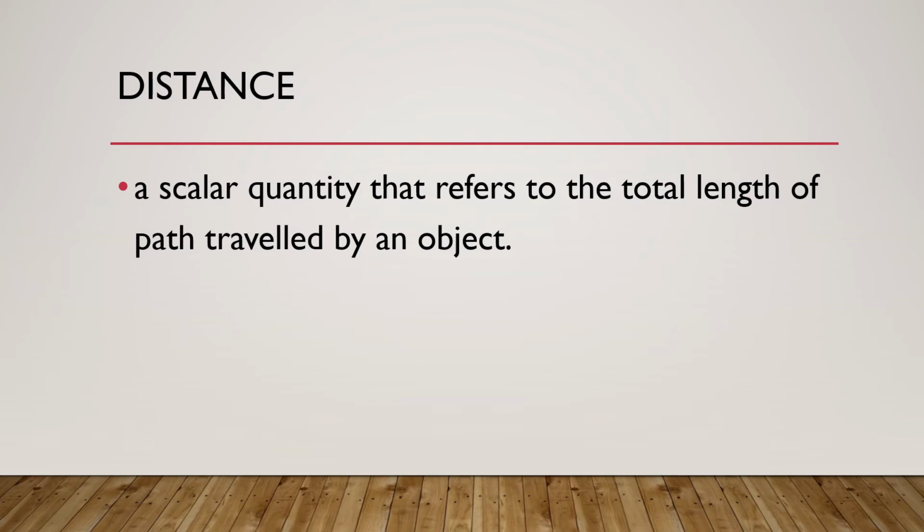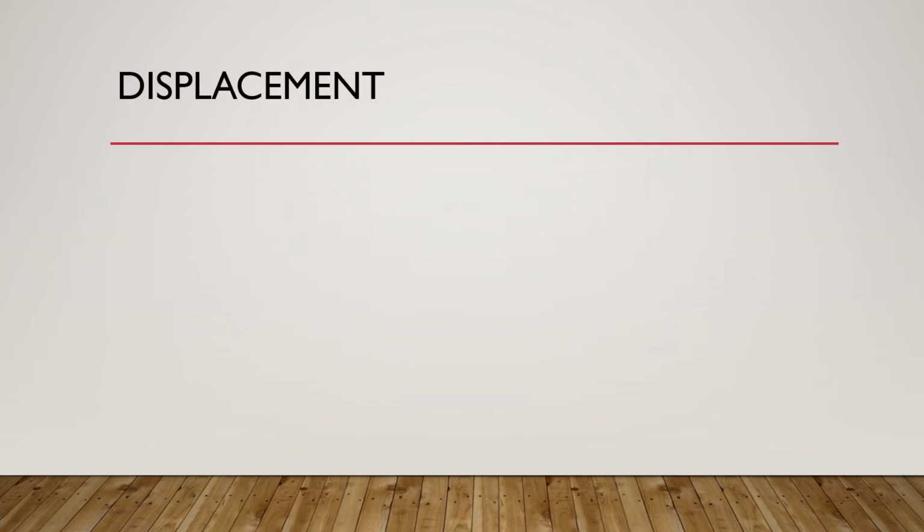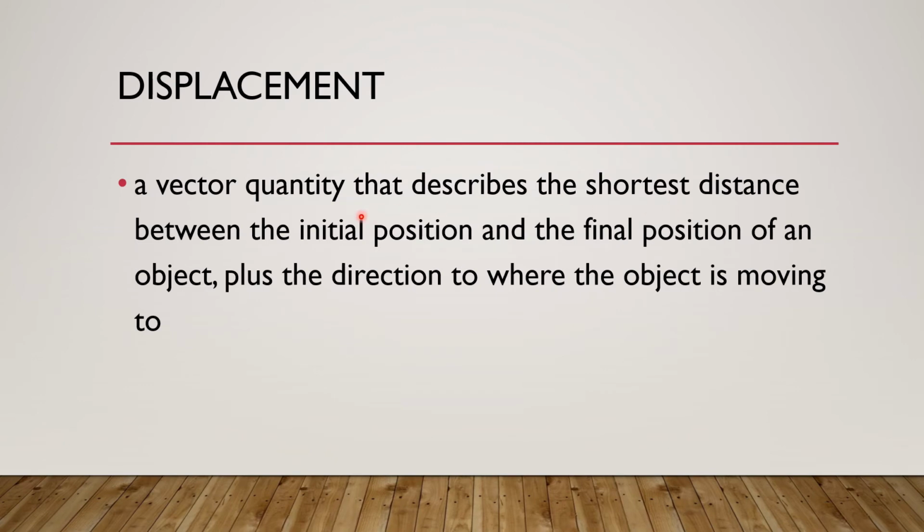Next, when we say displacement, a vector quantity. Pag sinabi natin vector quantity, there is a magnitude and direction. So, vector quantity that describes the shortest distance. Ibig sabihin siya yung pinakamaikli. Nag-shortcut, di ba? Sabi, dito ako dadaan, shortcut dito. Di ba tayo nag-gaganon? Okay? So, this is the shortest distance between the initial position and the final position of an object plus the direction to where the object is moving to.